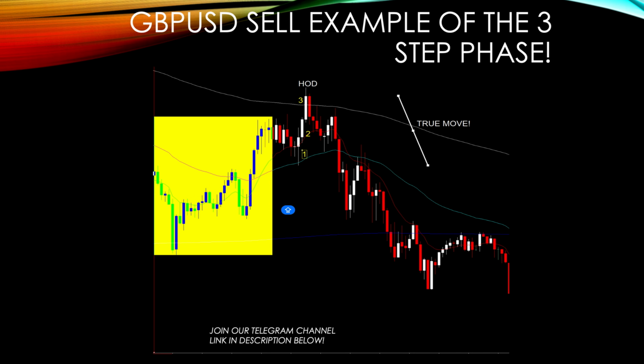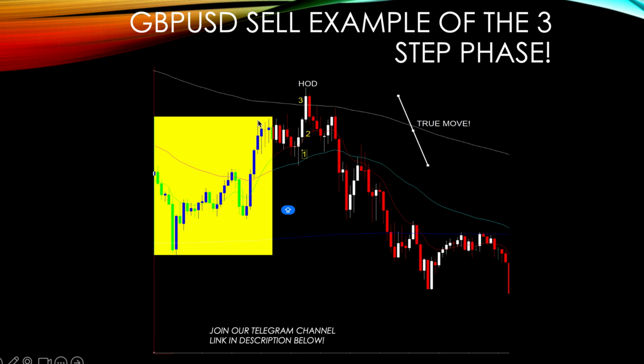All right, so I've got an example on GBP/USD of the three-step phase. So the yellow highlighted area here is our London session, and as you can see, I've annotated the move out of the box, as you can see. So at this point, looking at this chart, this was our Asian session high.